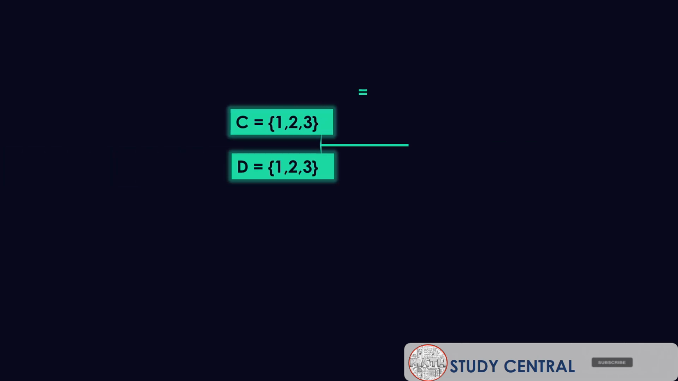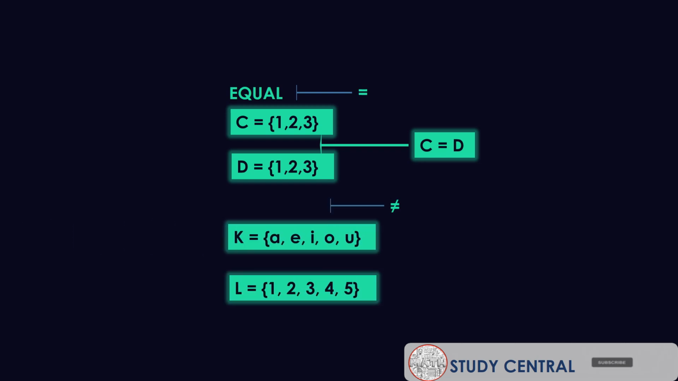Lastly, we use the equal sign to show that two sets have exactly the same elements. Look at these two sets. They have exactly the same elements, so they are equal sets. To say that C is equal to D, we write this. To show that two sets do not have exactly the same elements, we use the not equal to symbol. Look at the two sets. K and L are not equal sets, so we will write this.